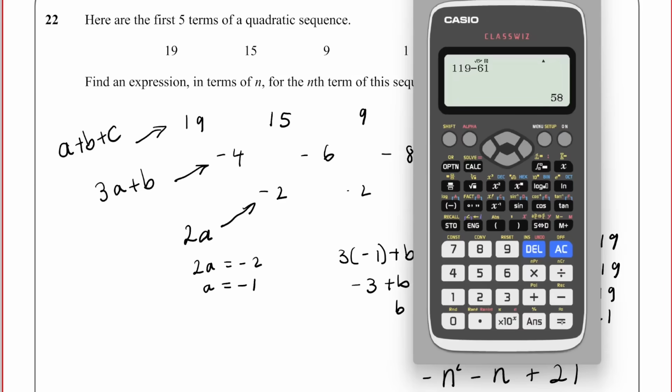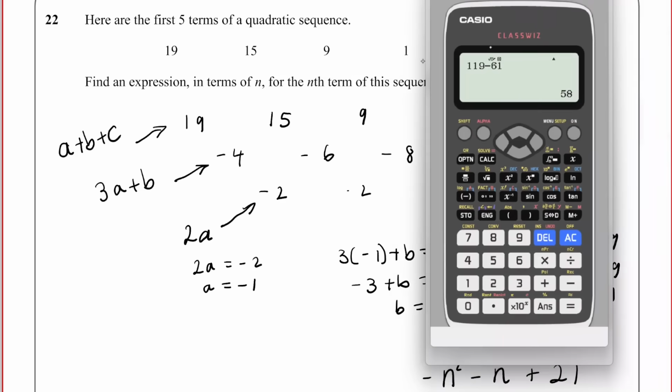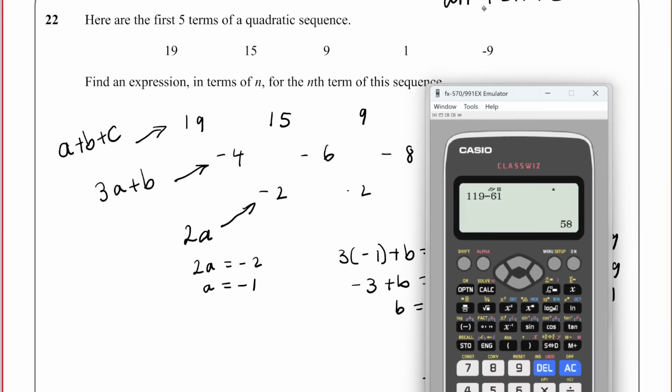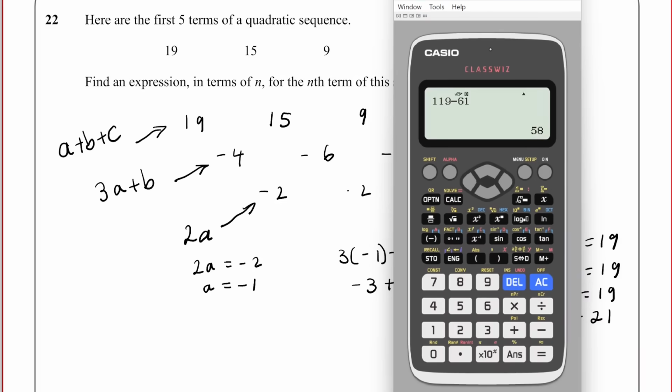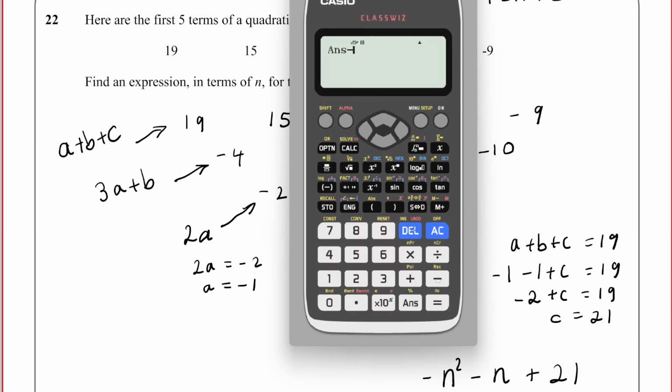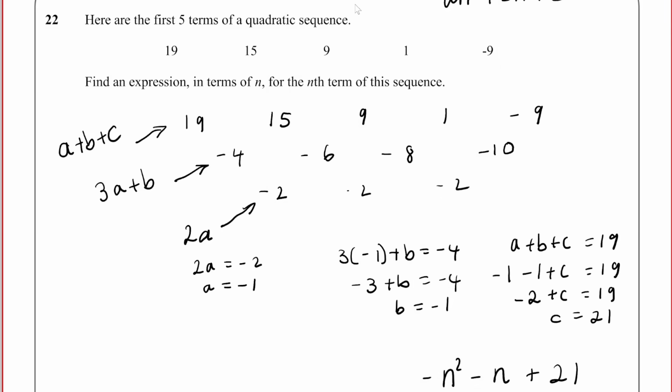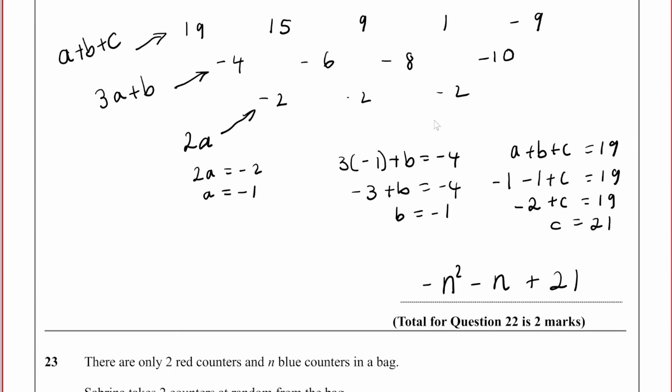And we can check using the calculator. So the fifth term should be negative 9. So when n is 5, we should get negative 9. So negative 5 squared, take away 5, plus 21, we get negative 9. So in any quadratic sequence, the first term is a plus b plus c. The difference between the first two terms is 3a plus b, and the second difference is 2a.